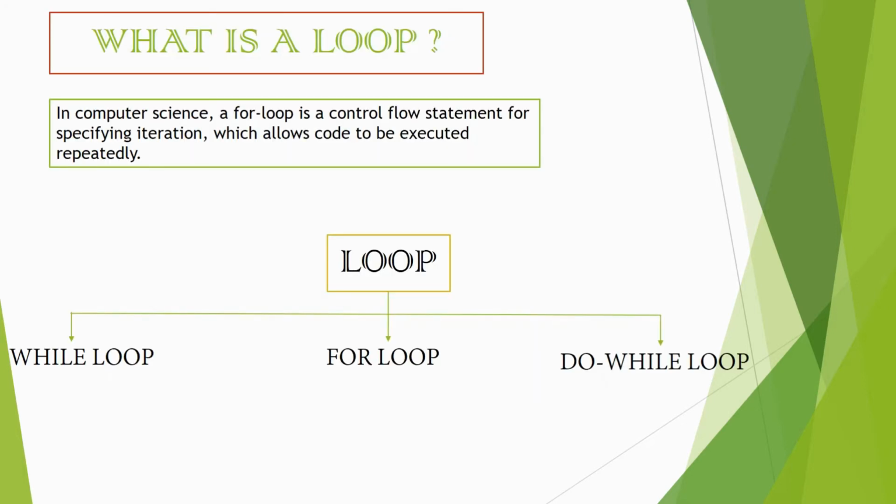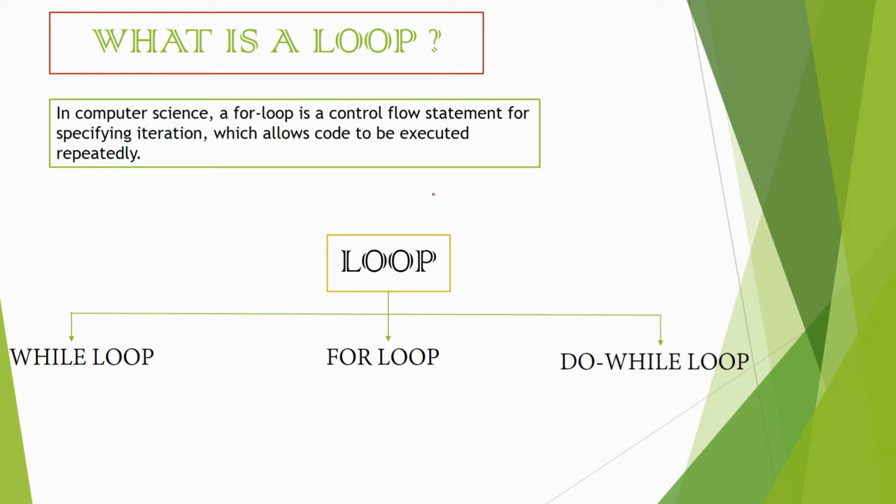So first of all, we will have to know what a loop is. In computer science, a for loop is a control flow statement for specifying iteration, which allows code to be executed repeatedly. Now, if we have to print numbers from 1 to 10, then we can write in Java sopln 1, sopln 2 till 10. But what if we have to write till 100? This is a very tough job. Looping makes this job easier.